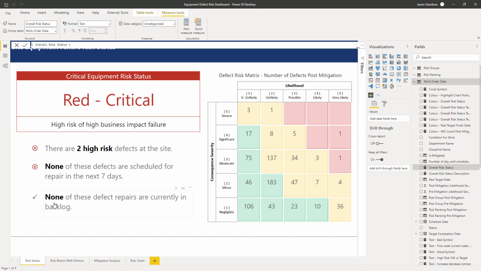The next one is, none of these repairs are currently in our backlog. So that's good, and I've put a little tick there. I might just leave it blank. We'll see, but I'll give you the option and show you how you could put a tick or a cross here. Sometimes it's good to see an affirmative, yep, that's fine. Other times we can just leave it as a statement. So none of these are overdue, which is good.